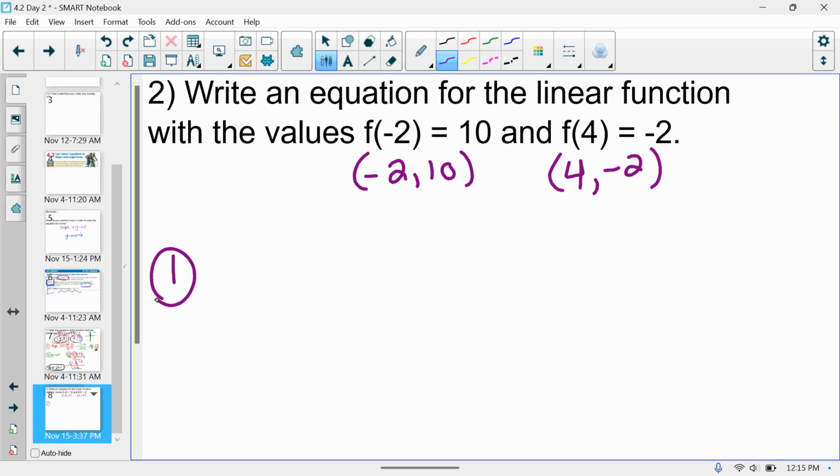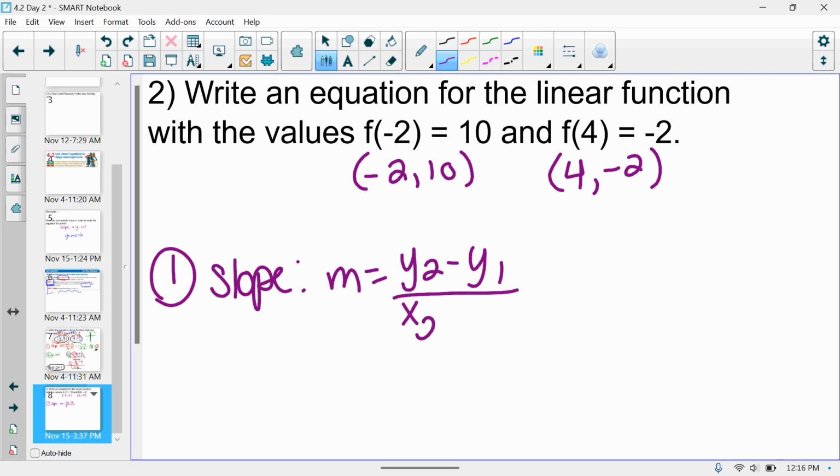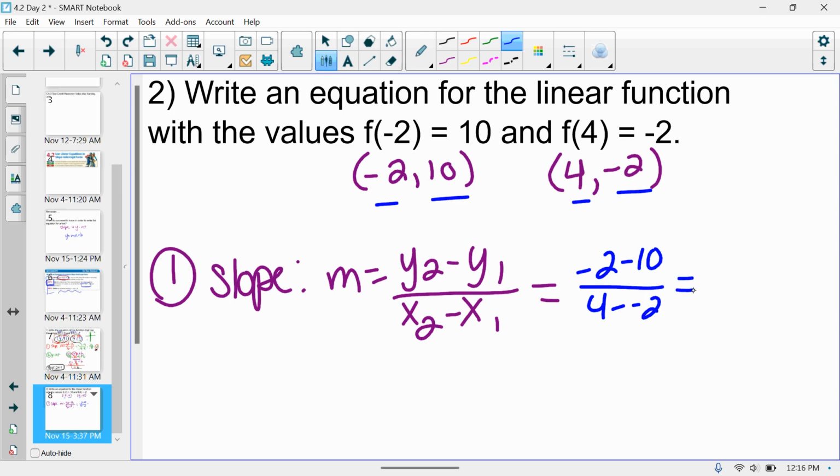What's step 1 again? What do I need to know first, Kale? Yep, the slope. We've got to find m first. So you've got to do y2 minus y1 over x2 minus x1. So we've got negative 2 minus 10 over 4 minus negative 2. Negative 2 minus 10 is negative 12, and then 4 minus negative 2 is like 4 plus 2, that's 6. And then when we divide negative 12 by 6, we're going to get negative 2.